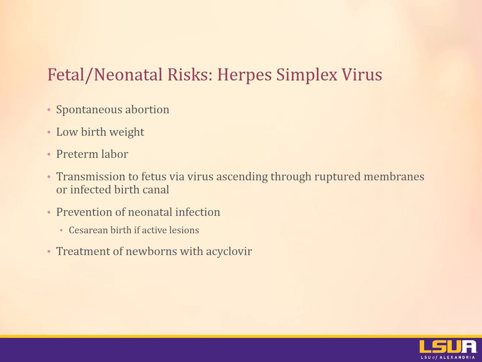Herpes simplex. This is the sexually transmitted herpes, not the herpes zoster or fever blister. If mom has it and it's active, it can cause spontaneous abortion. The baby can be low birth weight. It can cause preterm labor. It can be transmitted to the fetus by the virus ascending through ruptured membranes or an infected birth canal.